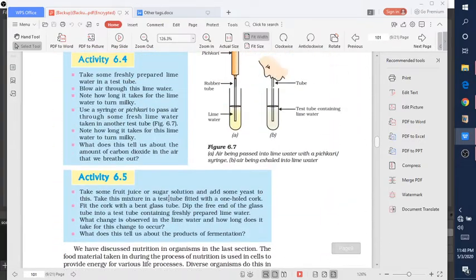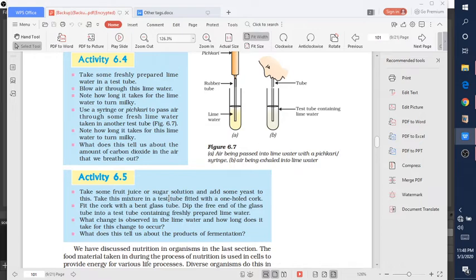Activity 6.5. You have to take some fruit juice or sugar solution and add some yeast to it. Take this mixture in a test tube fitted with a one-hole cork. Fit the cork with a bent glass tube. Now dip the free end of the glass tube into a test tube containing freshly prepared lime water.